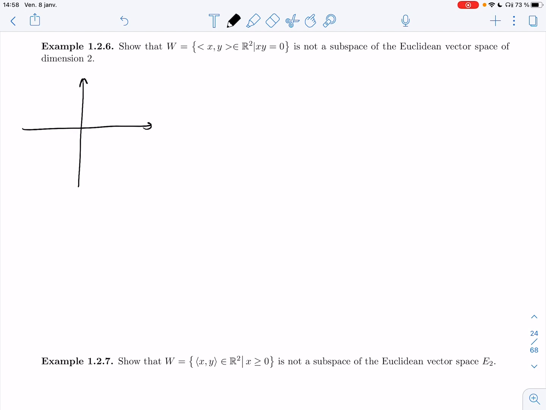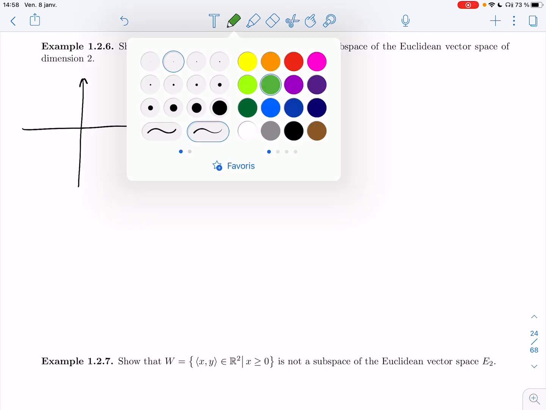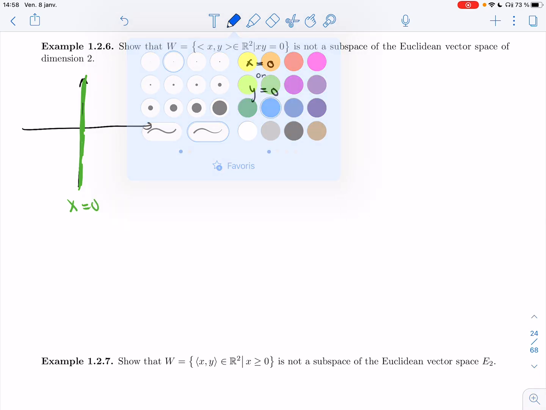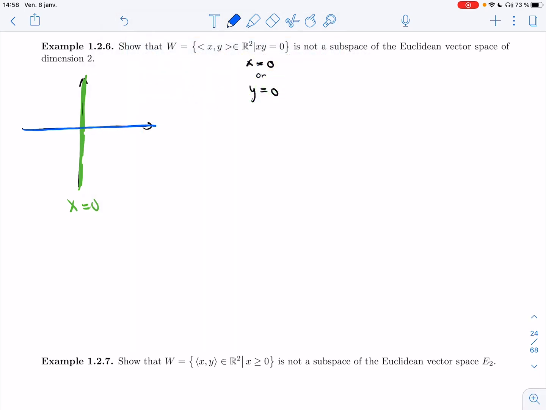graph this just so we could have a geometric perspective. We want x times y to be 0, so either x is 0 or y is 0. X is 0, that's going to be right here for all these elements here. Y is 0. Let me draw it in a different color. Y is 0 is right here.